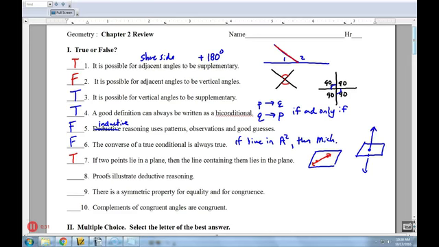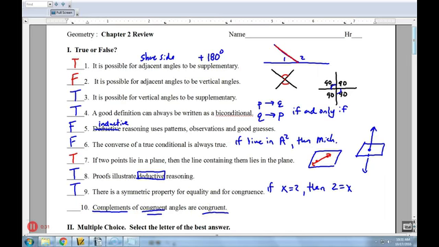Number 8, proofs illustrate deductive reasoning. That is true. Deductive reasoning is powerful reasoning based on facts, logic, postulates, properties, theorems. Number 9, there's a symmetric property for equality and for congruence. That is true. Symmetric property basically says if, say, x equals 2, then 2 has to equal x. It just says you can flip what's on each side of the equal sign, and it's the exact same equation. Complements of congruent angles must be congruent.